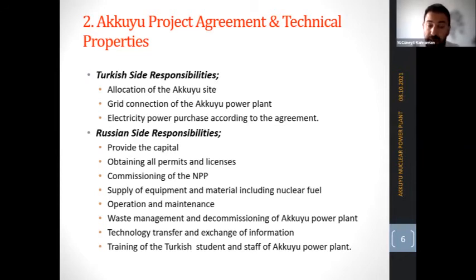And on the technology side, I think these last two are important points: technology transfer and exchange of information between the Russian side and the Turkish side, and also training of Turkish students and staff of the Akkuyu power plant. As we know, a lot of Turkish students go to Russia for bachelor's and master's training, and then they come back to Turkey and work at the Akkuyu power plant.